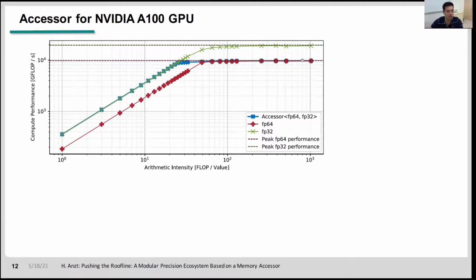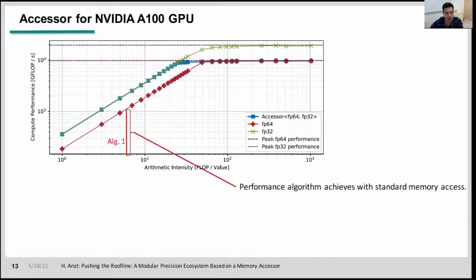Of course, if we are in the compute bound area, so we have an arithmetic intensity that is larger than the machine balance, then we are entering this region, so we're approaching the double precision peak. However, as long as we are in the area where we are memory bound, we actually achieve higher performance than the double precision roofline. We actually exactly match the single precision roofline. So in that sense, it is successful.